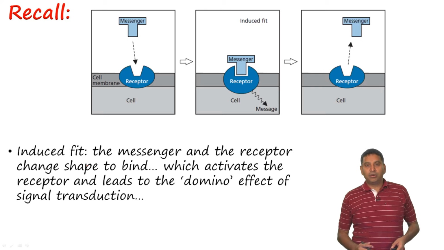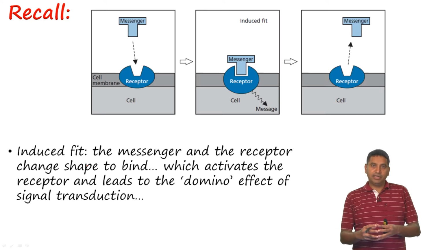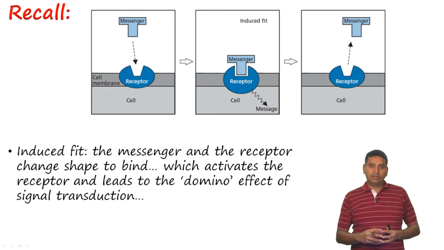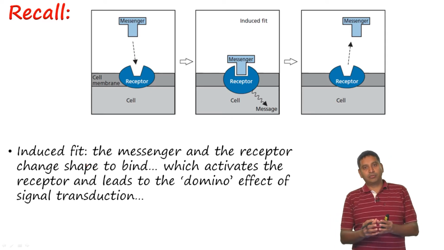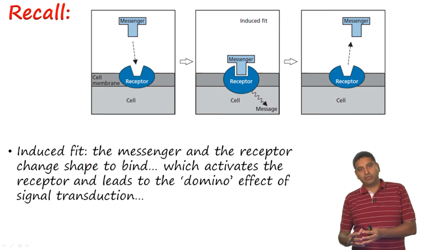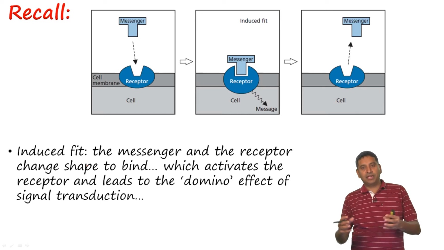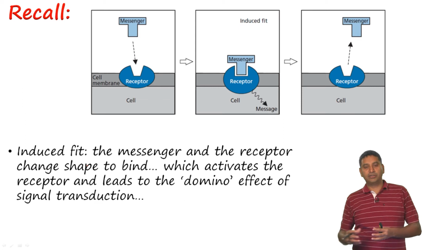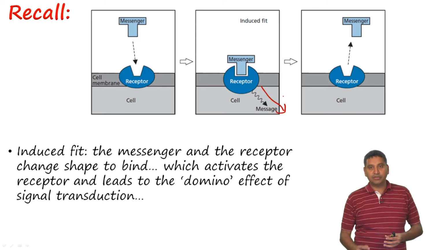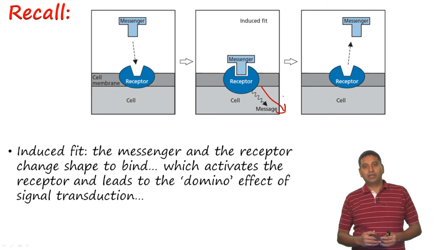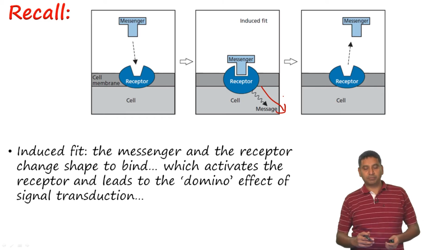Just to recall, the way in which we understand receptor binding is through what is known as an induced fit. The messenger binds and then the receptor undergoes a conformational change, and along with it the messenger also undergoes a conformational change. Once it binds, the signal is sent forward, and after that the messenger dissociates and the receptor goes back to its original shape.